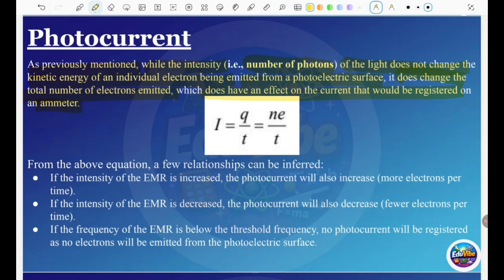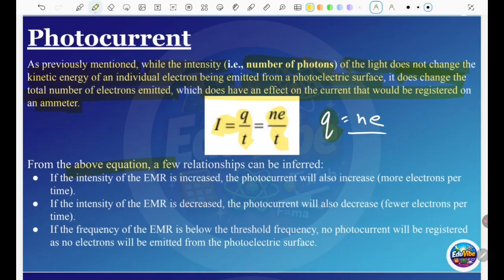The thing you have to know here is the difference between higher and lower intensity. In bright light, you always have higher intensity. In dim light, you get low intensity. You can see the formula: the current I is equal to charge upon time, which is also equal to Ne upon t, which we did in forces and fields.